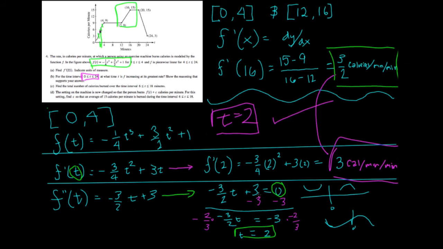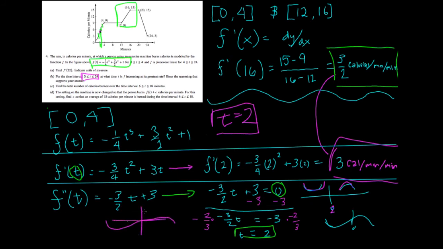So the function within this time interval, when t is equal to 2, it is increasing at its highest rate. Alright, and also our reasoning as to why we set f double prime of t equal to 0 is because 2 is our zero.